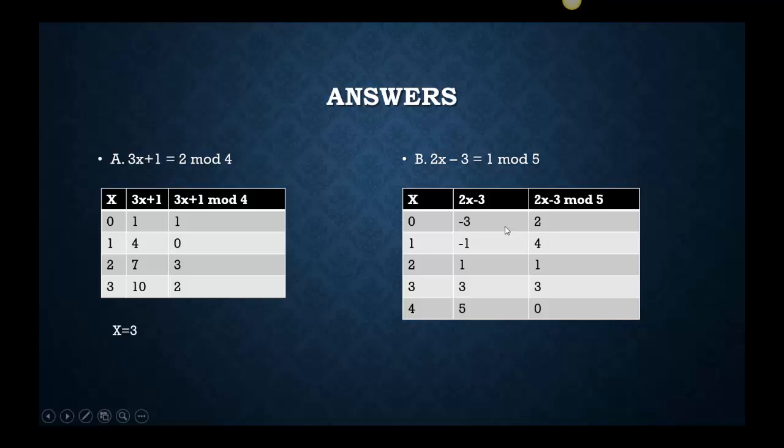Remember we said we can't have negatives. So I did negative 3 plus 5 is 2. Negative 1 plus 5 is 4. Now I'm into positive values. 1 is less than 5, so I just leave it alone. 3 is less than 5, I leave it alone. And then 5 mod 5 is 0.